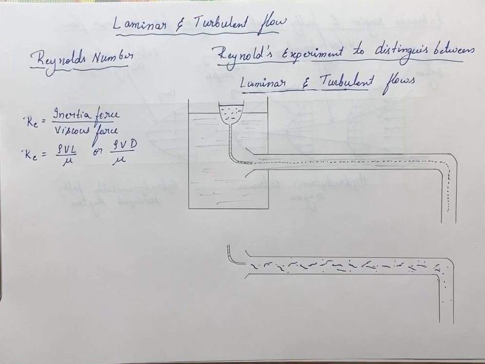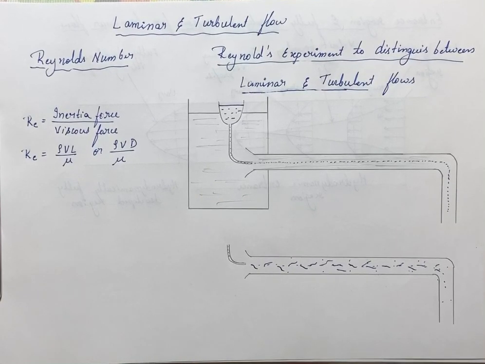The highly ordered fluid motion characterized by smooth layers of fluid is called laminar flow. In other words, we can say laminar flow is a type of flow in which there is no significant mixing of neighboring fluid particles. Right? Then we call that flow a laminar flow.